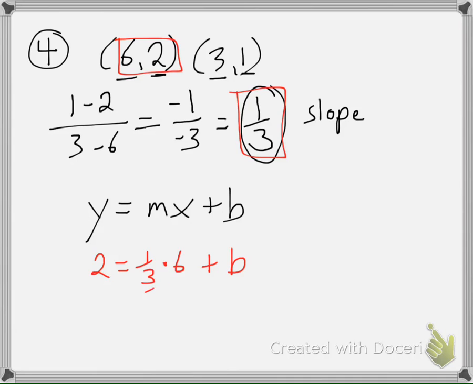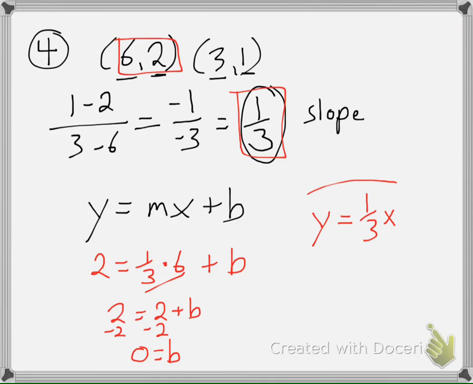So 1/3 of 6 is 2, so I get 2 equals 2 plus b, and then I subtract 2, and so I get b in this case equals 0. So my equation for this line is going to be y equals the slope 1/3 x plus 0, which since it's plus 0 really means we just leave it. Y equals 1/3 x.